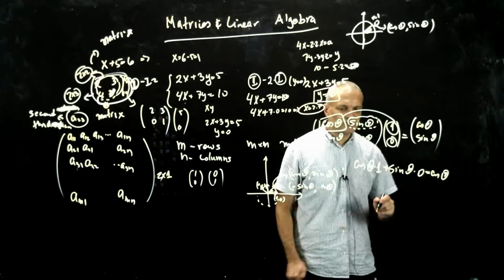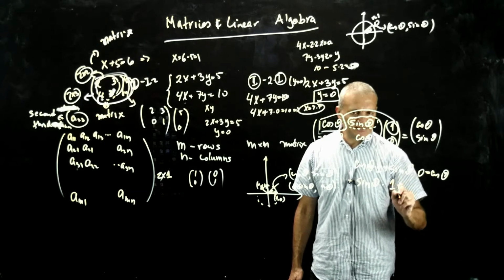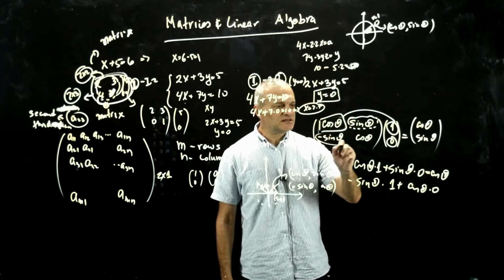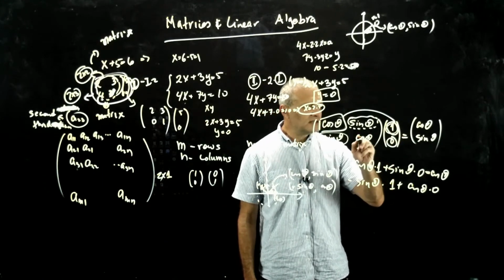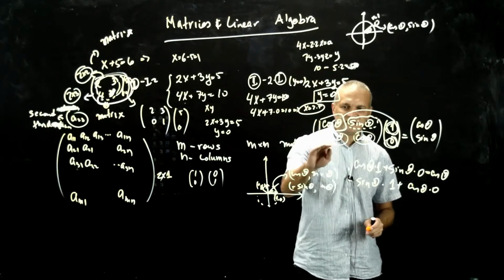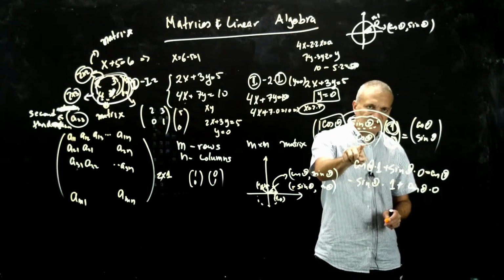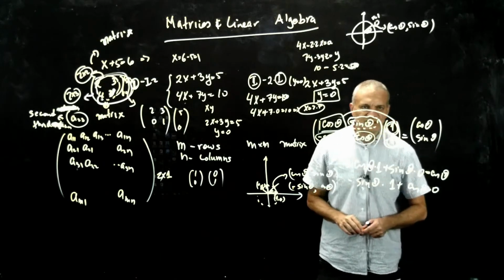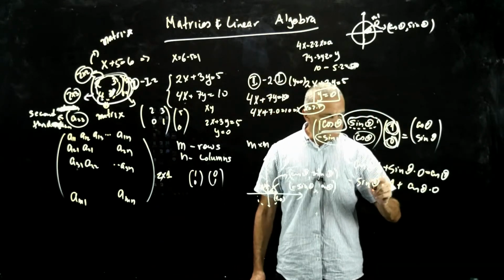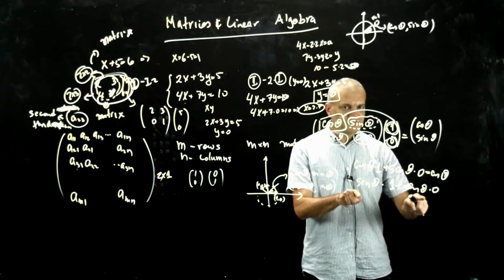And here I get minus sine theta times 1 plus cosine theta times 0. How do I get this? Because I'm taking this element multiplying by this element, and this element multiplying by this element. So the first element in this row is multiplied by the first element in this column, and the second element in this row is multiplied by the second element of this column. And lo and behold, what do you get? You get that this matrix, when you... now if you look here, how do we get this?